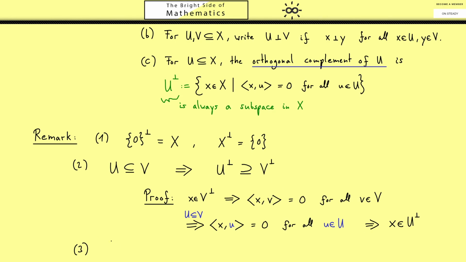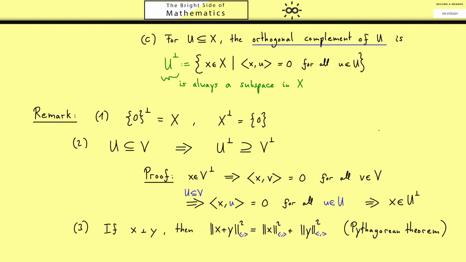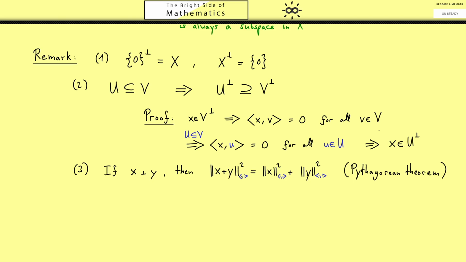Now the last thing I want to mention here is if you have orthogonal vectors, then you can calculate the norm of x plus y, of course squared, as the sum of the squares of x and y. Of course, don't forget, the norm we have here is the associated norm with the inner product. Now, naturally you recognize that as the Pythagorean theorem. Hence now you know, this holds in general in an abstract way for inner product spaces. If you don't believe me, just try to write down the proof, it's not hard at all.